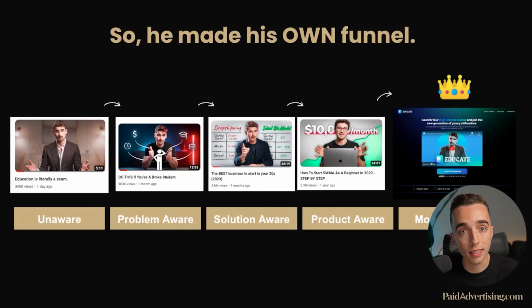So now I'll learn about different solutions out there, but more specifically about the solution Iman wants to teach me about, which is a social media marketing agency. So I'll move from watching the best business to start in your 20s to how to start an SMMA, because now I know that the best solution for me is to build an SMMA. So now I'm becoming product aware. I know about the product, which is a social media marketing agency.